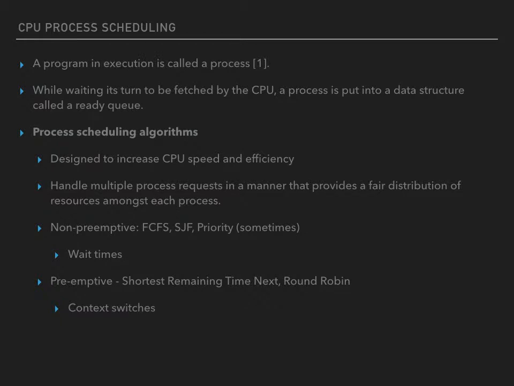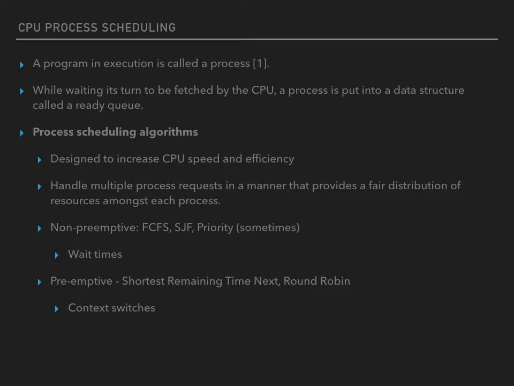A program in execution is called a process. This can come from an application that has multiple processes, all requiring resources from the CPU. While waiting its turn to be fetched by a CPU, a process is put into something called a ready queue, which is a data structure that operates in a first in, first out manner.